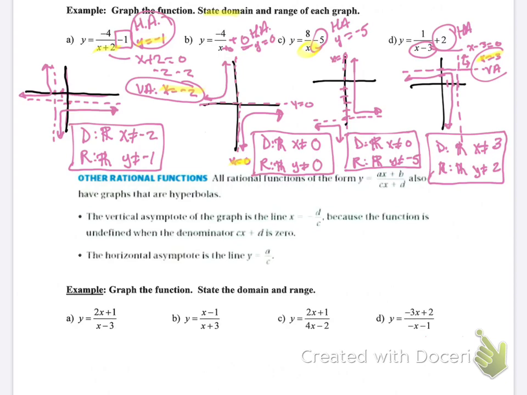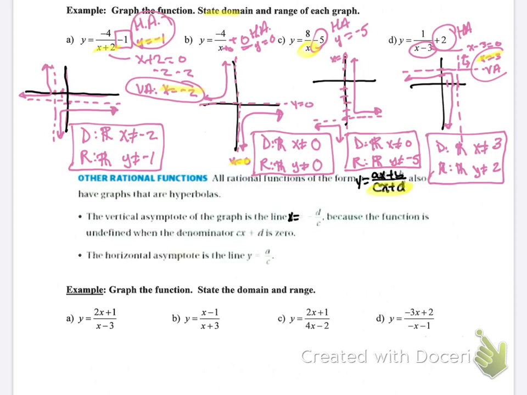What else do we need to note here? Oh, some functions are in this form instead, where you have y equals ax plus b over cx plus d. Okay, so that's just another form. Vertical asymptote, you're still going to just set the denominator equal to 0. Since this stuff is in the denominator, it's just trying to give you a shortcut.